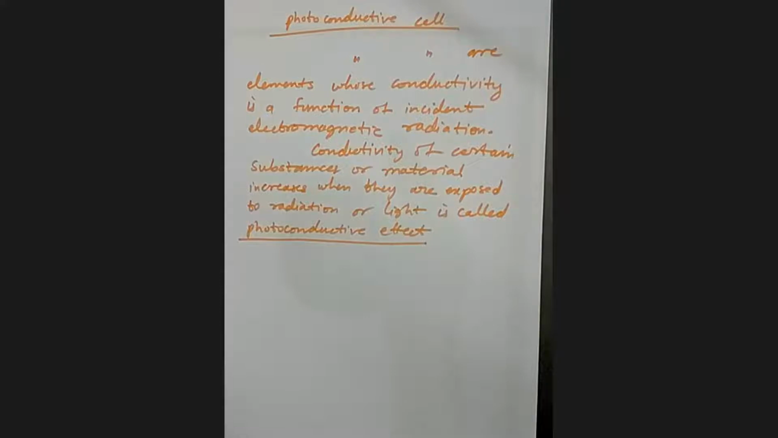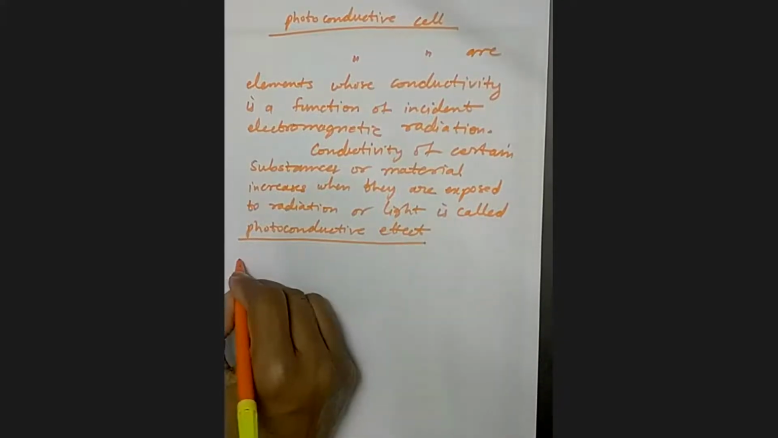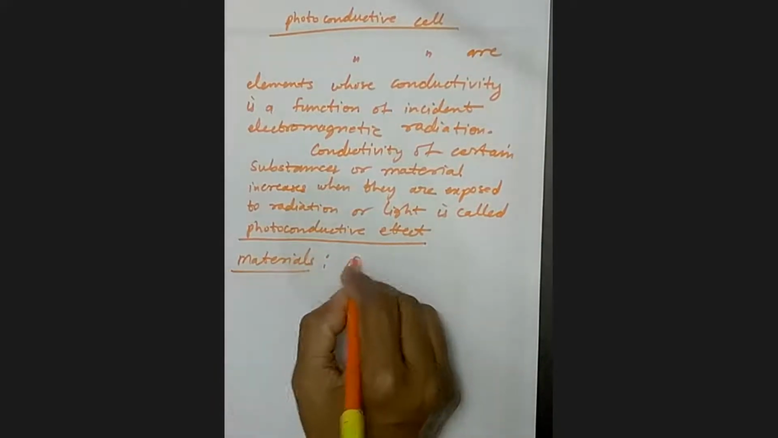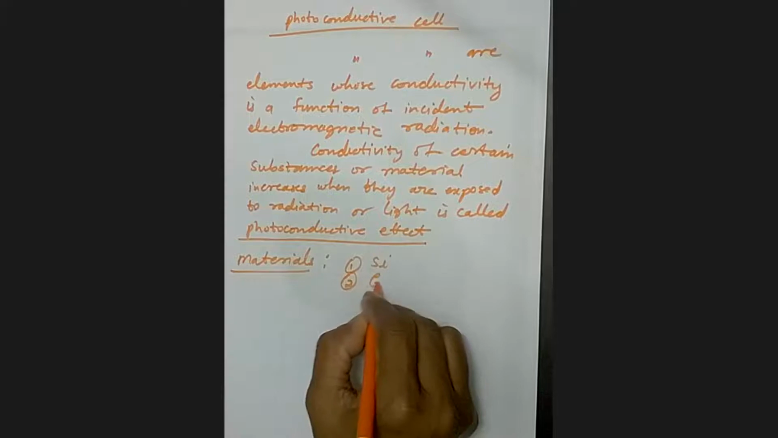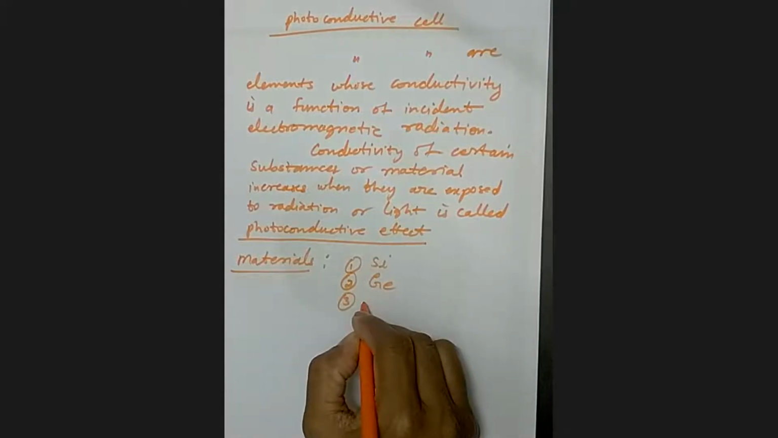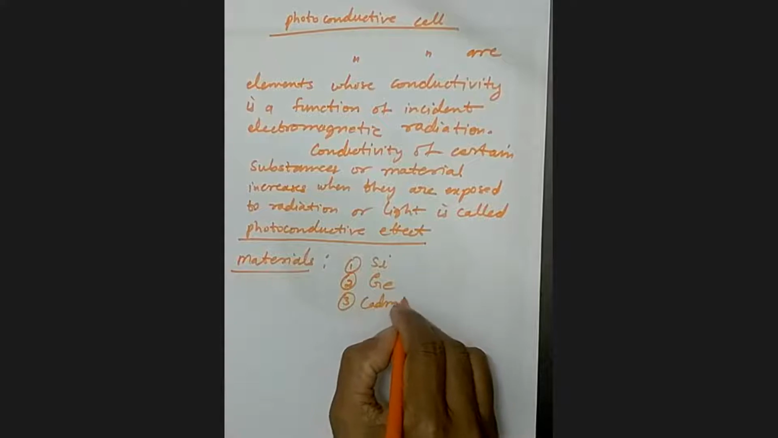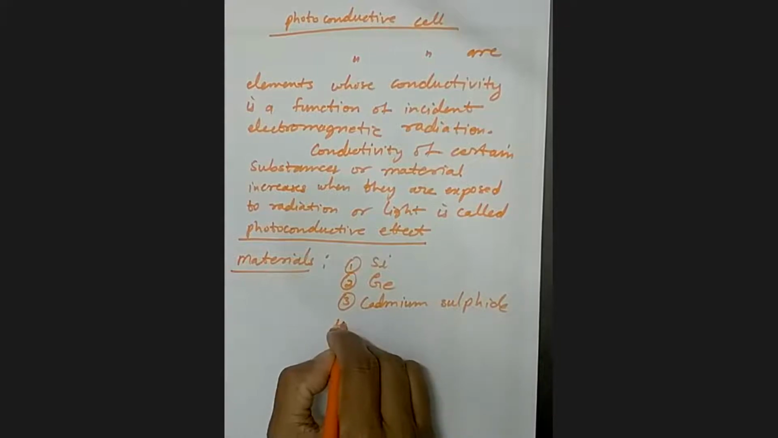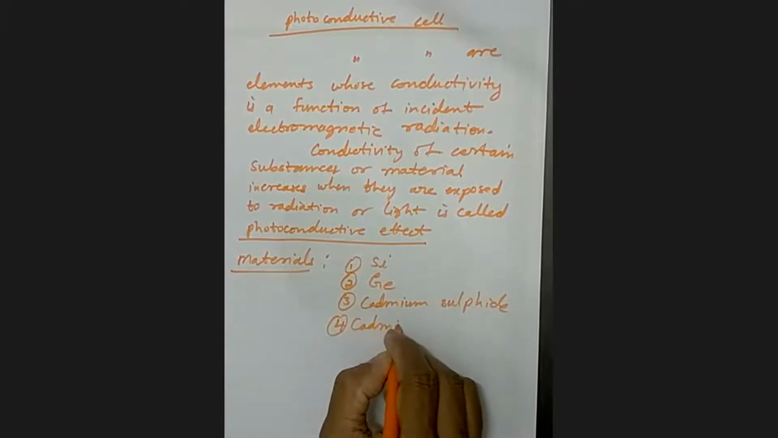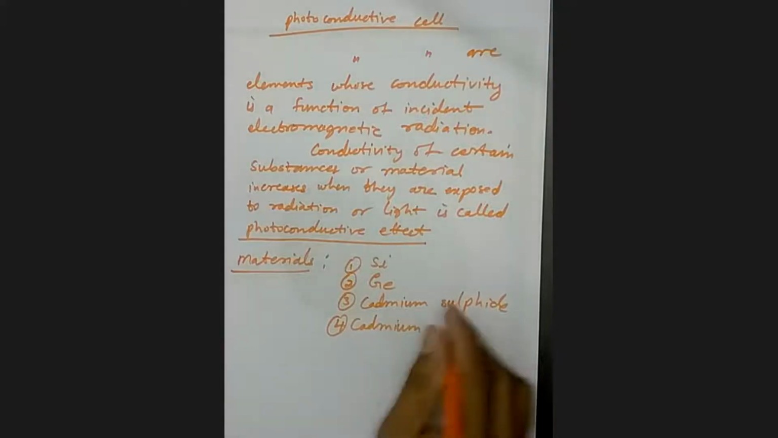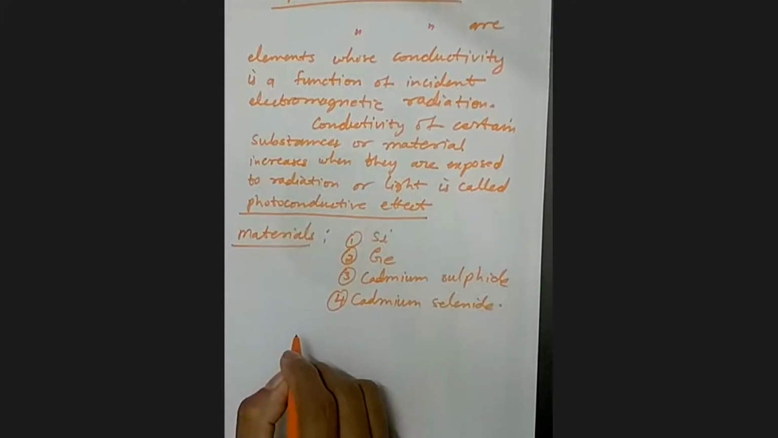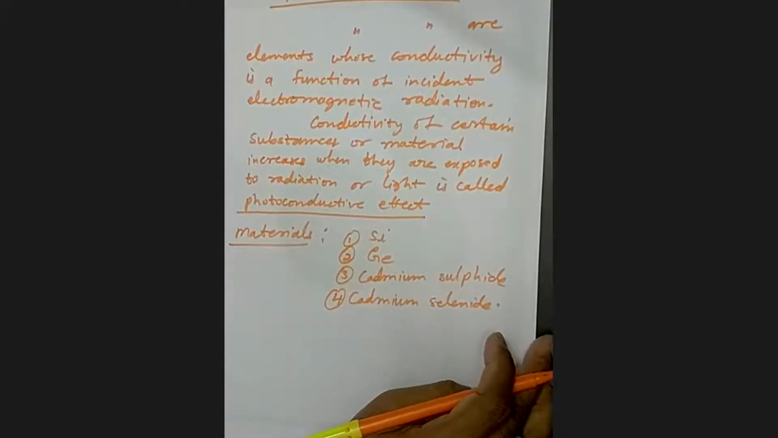So the materials which are used for this photoconductive cell are, first one is silicon, germanium, cadmium sulfide, and cadmium selenide. So these are the materials used for the photoconductive effect.